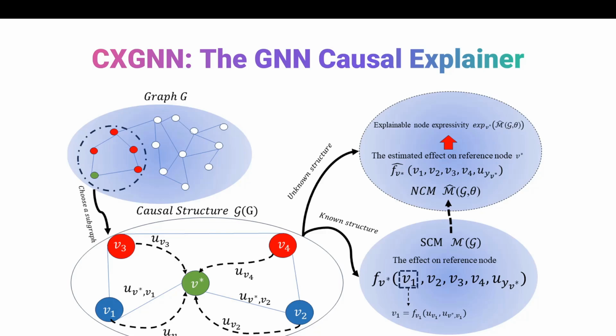But in most real-world cases, we don't know the value of the effects, so we come up with an estimation of that. We call that an NCM, or neural causal model, which estimates the effects, for example, on reference nodes. Here we customized this knowledge of SCM and came up with a new kind of neural causal model that can calculate the effects for each node in graph neural networks, which is a completely new thing in the area of explanation. And at the end it gives us expressivity, a measure that shows how important or informative this node is in this graph.